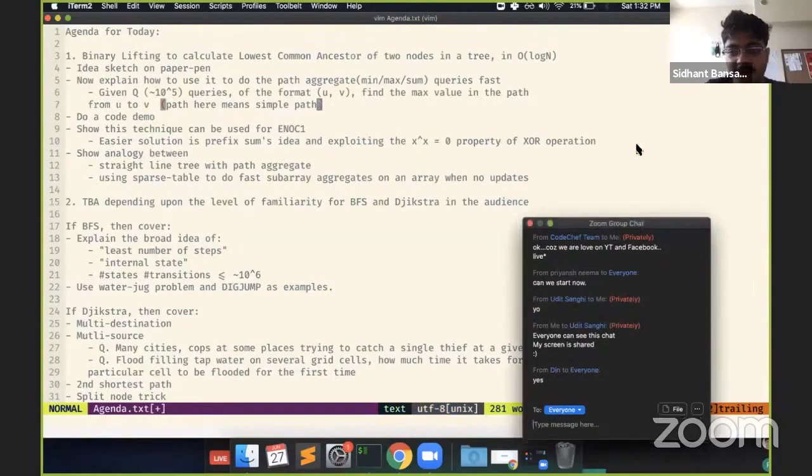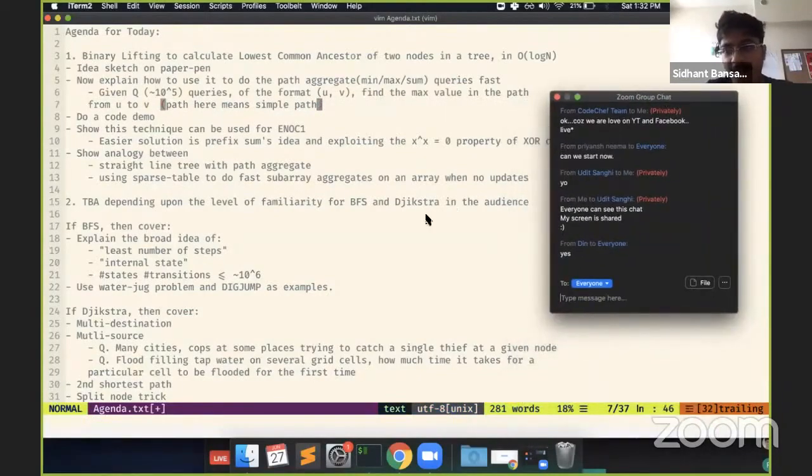Path here means simple path. I'll explain simple path a bit later, but the idea of a simple path is that in a tree you can't go back. That's the simplest route possible from U to V. You can't keep on traversing a node multiple times. That's not allowed in a simple path.